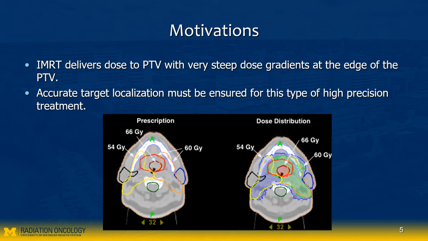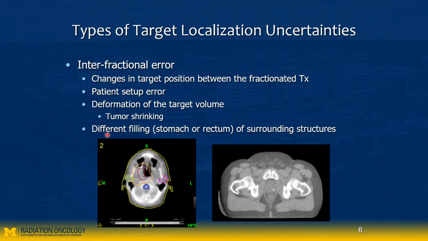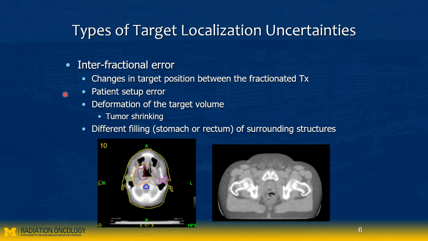If your plan is this fancy, accurate target localization during the delivery is also very, very important. However fancy your plan is, if your delivery is off by, say, 5 millimeters, you are risking either underdosing the target or overdosing the OAR. All right, so let's talk about the setup uncertainties, or daily target localization uncertainties.